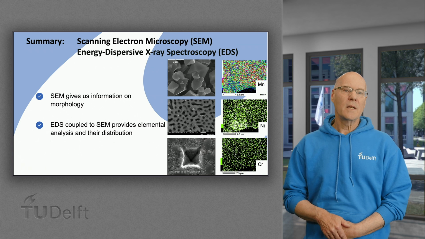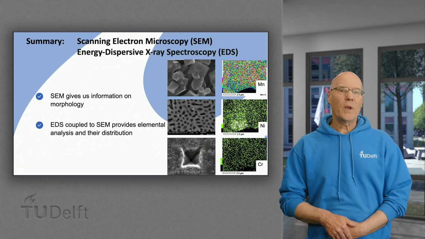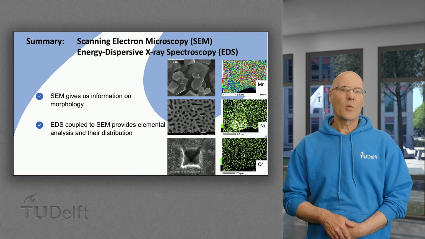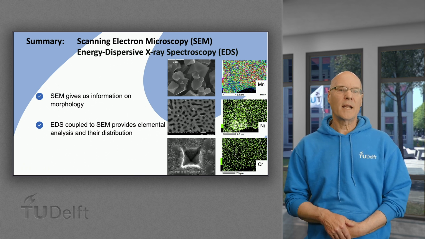In summary, scanning electron microscopy gives us information on morphology, and EDS coupled to SEM provides elemental analysis and their distribution.